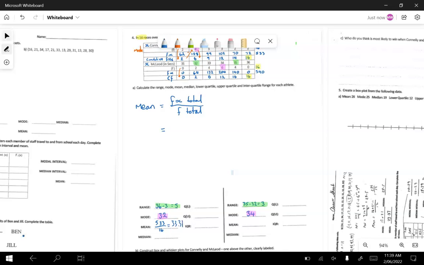And for the average, or mean, for McLeod, that would give us 540 divided by 16, and that one will work out to be 33.75. All this area here, by the way, is for your working out. I should really be working it out there. I'm just trying to make it really nice and obvious for you. So that comes from these numbers up here.